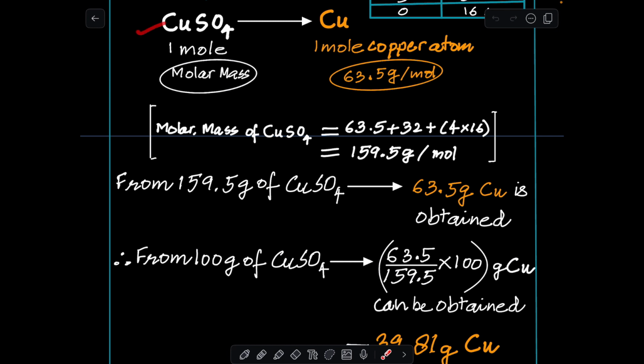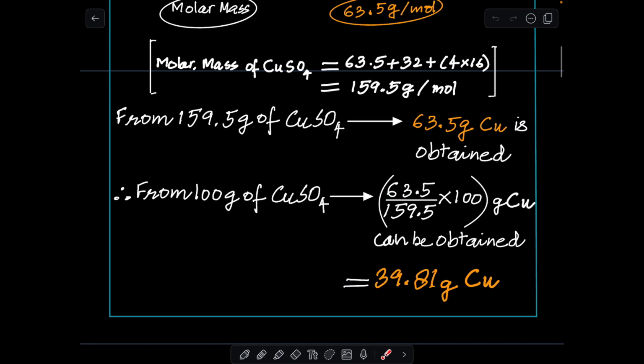So from 159.5 grams of copper sulfate, we'll get 63.5 grams of copper metal. Therefore, from 100 grams of copper sulfate, which is given in the question, you will get 63.5 divided by 159.5 multiplied by 100 grams of copper metal. So it is calculated as 39.81 grams of copper. So this is the answer. The amount of copper obtained will be 39.81 grams.